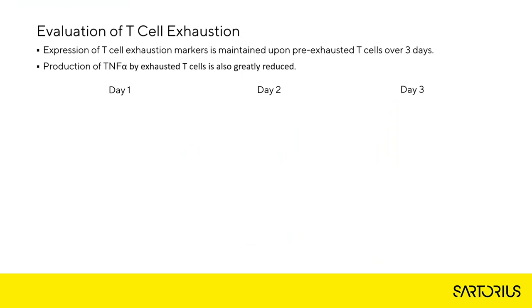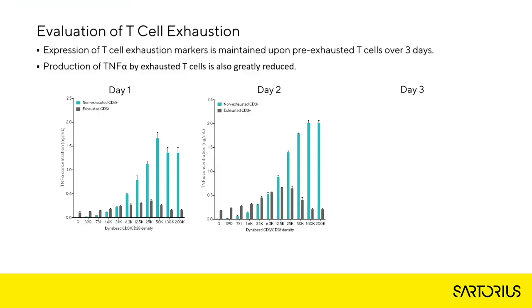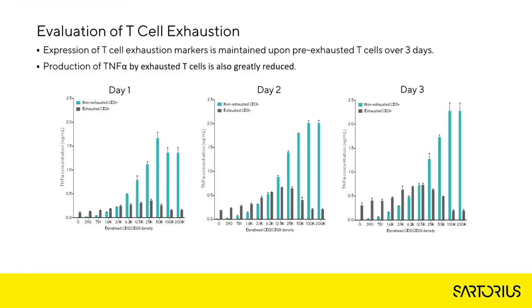Cytokines from the same assay plate were also assessed. Non-exhausted cells show concentration-dependent increase in the production of TNF-alpha from day 1. In contrast, exhausted T cells produce significantly reduced concentrations of TNF-alpha over the time course. The highest bead stimulation, using 200,000 Dynabeads per well, caused non-exhausted cells to produce 12-fold more TNF-alpha than pre-exhausted cells with the same stimulation. TNF-alpha production peaks at 0.7 nanograms per ml when exhausted cells are treated with 12,500 Dynabeads per well.